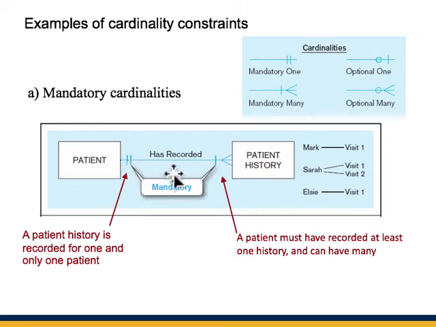So reading this way, a patient must have recorded patient history, and when we come to read this, the patient history is mandatory and there can be many of those, meaning one or more. So a patient must have a patient history and it's one or more. Reading this way, a patient history must be recorded for one patient. So in the same history, you cannot have multiple patients, right? So reading this way, a patient history must be recorded for one patient. And reading left to right, patient must have a recorded patient history, and he can have multiple of those.